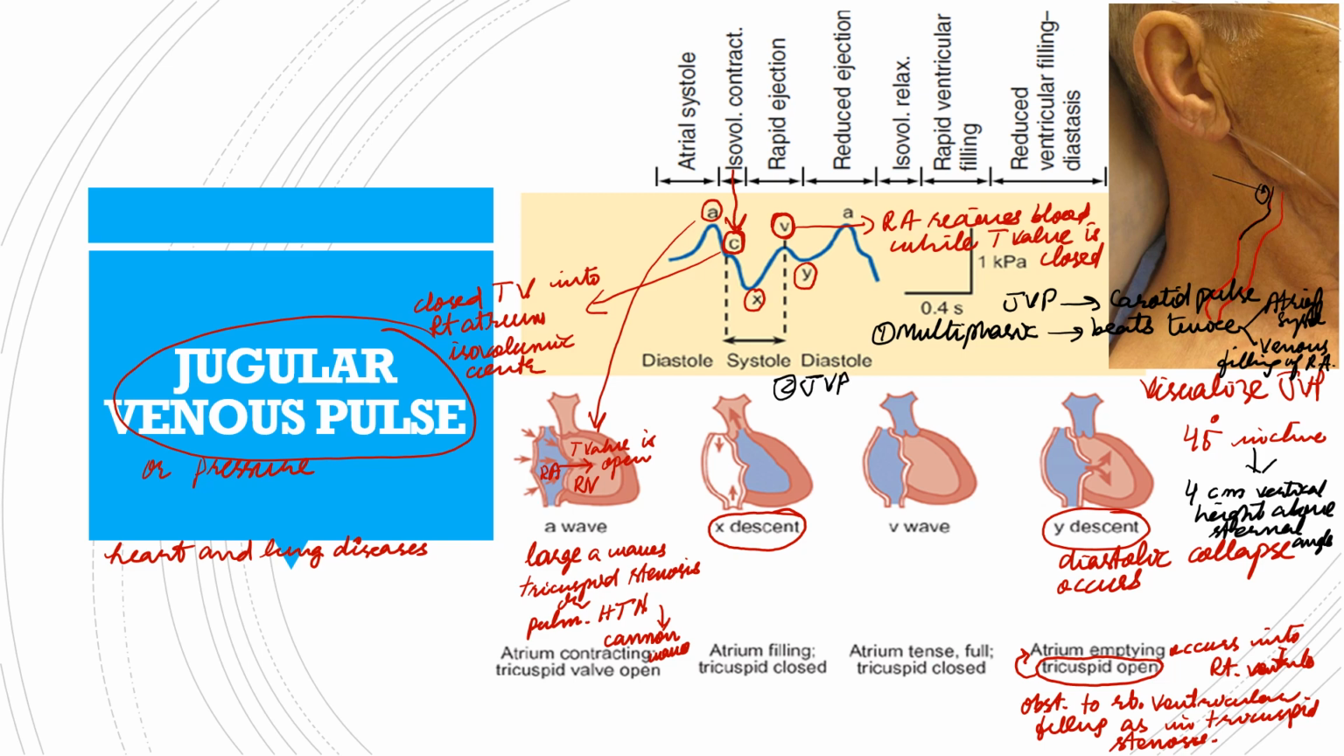The second method is that JVP is non-palpable, while the carotid pulsations in the neck can be palpated. The third method is that the JVP is occludable.